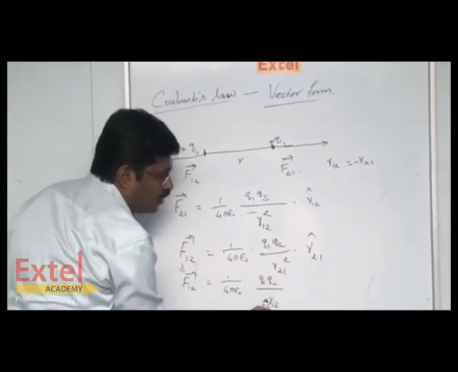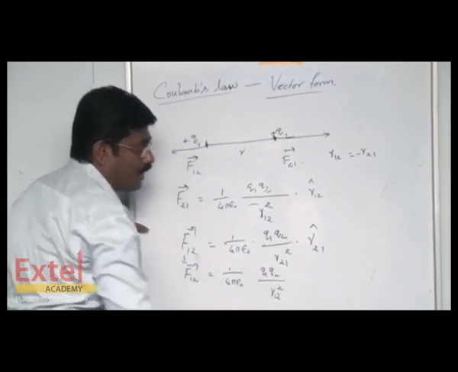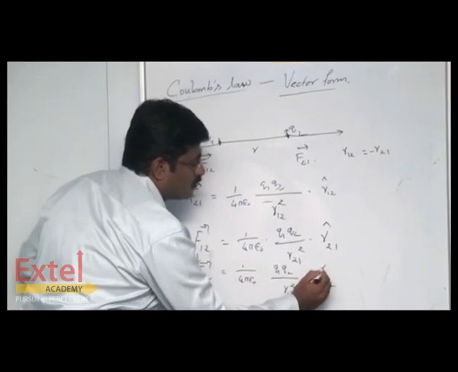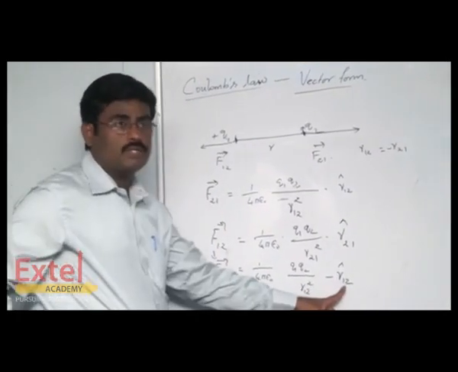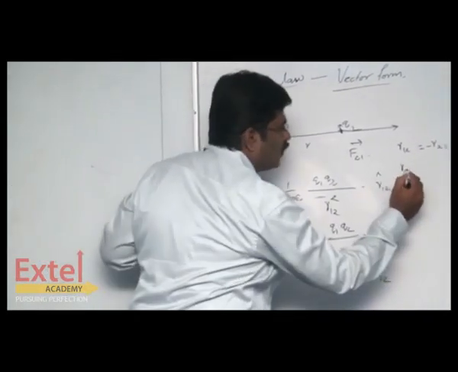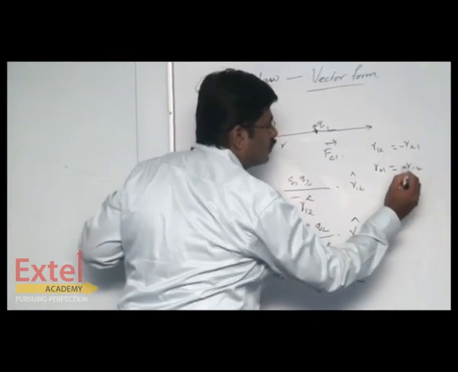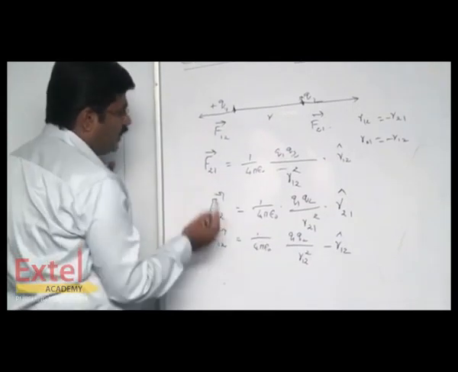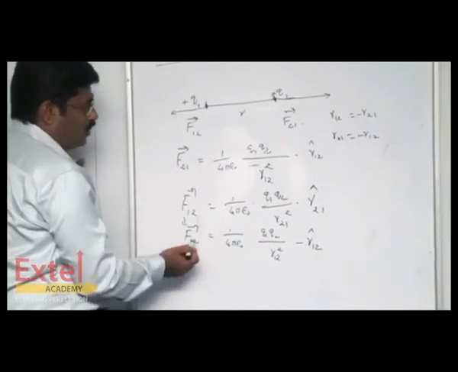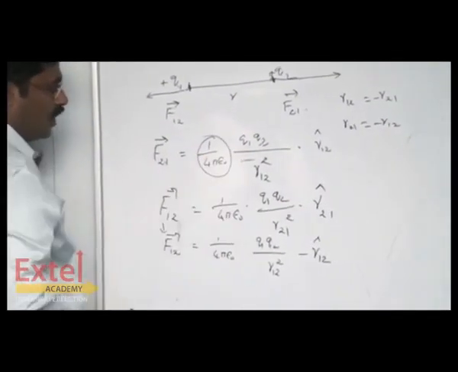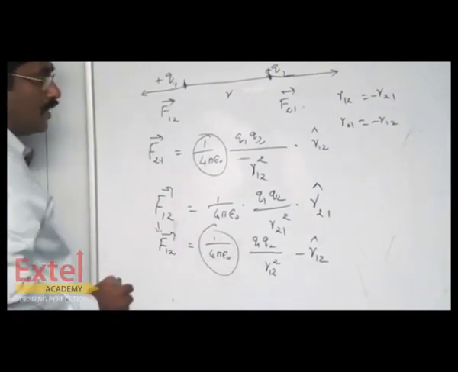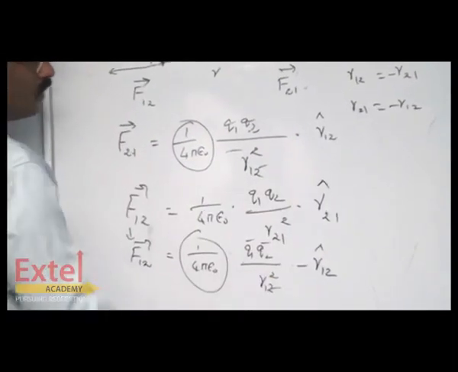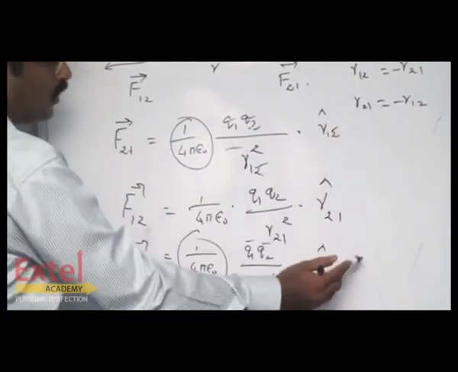Because of the square, R21 can be written as minus R12. Or you can say R21 is equal to minus R12. So now we equate the F21 and F12. 1 by 4 pi epsilon naught, 1 by 4 pi epsilon naught, then Q1, Q2, Q1, Q2, R12 square, R12 square. Here R12, here R12.